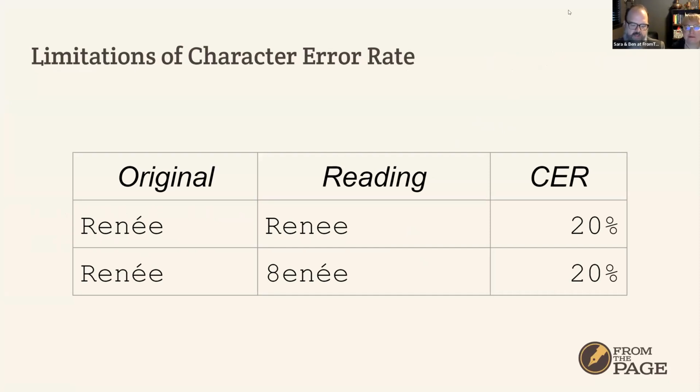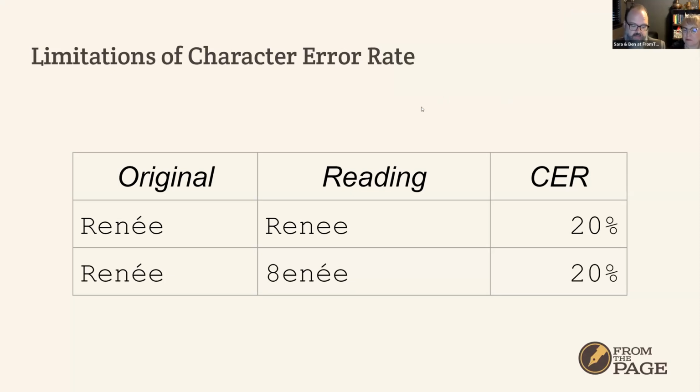For one thing, not all errors are equal. So reading the name Renée as Renee with no accent has a CER of 20%. 1 character out of 5 was wrong. But so does reading Renée as numeral 8, NA, right? These are not really equivalent errors. Honestly, if we're doing a full text search, possibly going without the accent works fine, but definitely replacing the R with an 8 is not great.